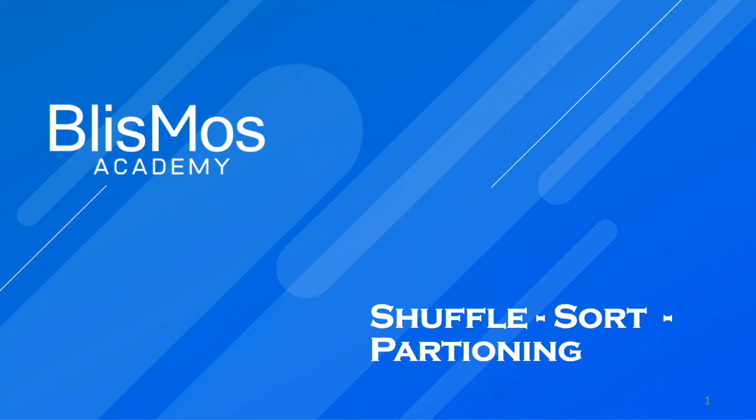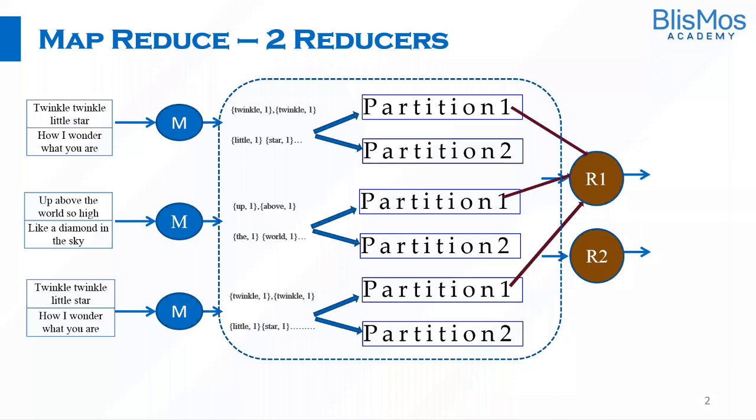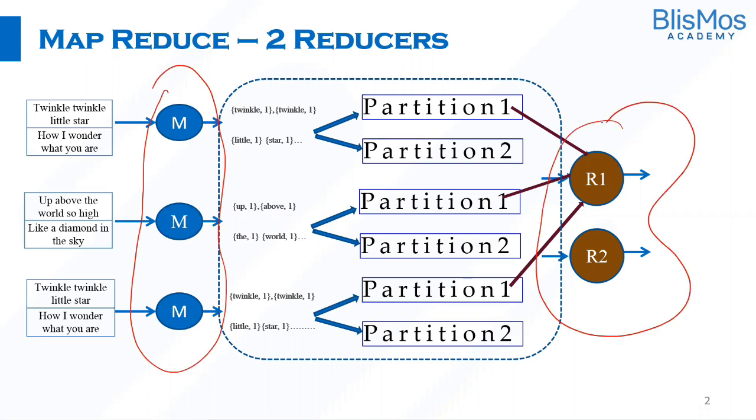As a part of this lecture, we'll understand shuffle, sort, and partitioning. In the previous lecture, we understood we have mappers, we have reducers. Number of mappers would depend on number of data partitions. Reducers are the ones which will be defined by the user.